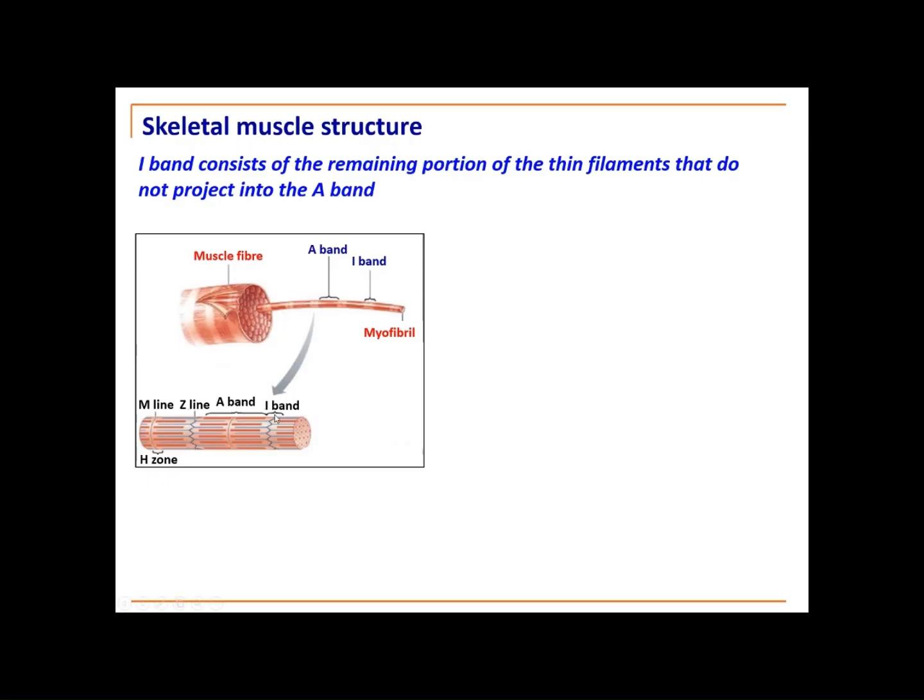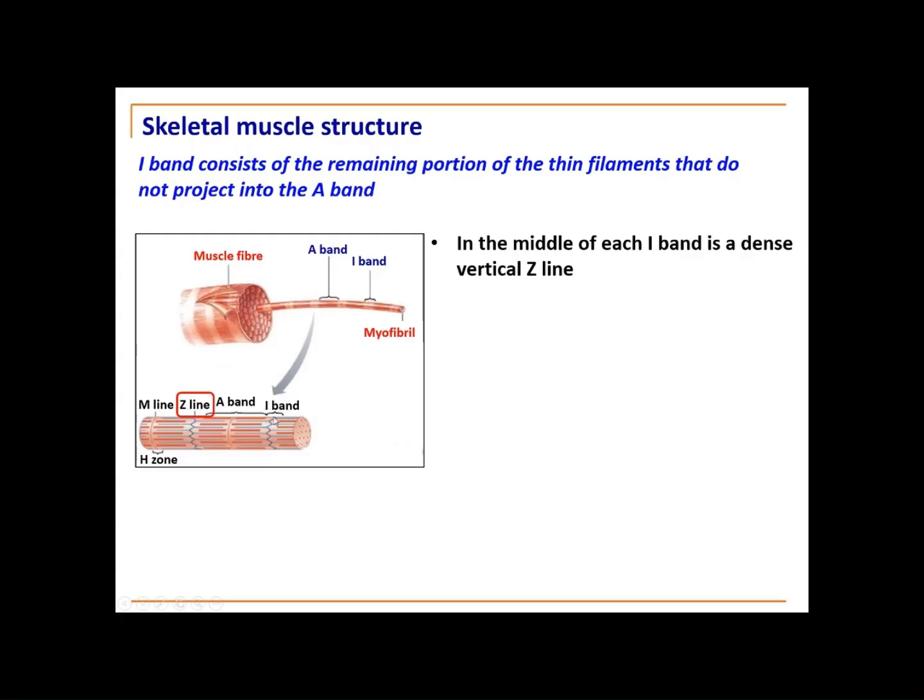So here it is. Here's that I band, and remembering from the I band, there's none of that myosin present within that, but we have some actin in there. The I band consists of the remaining portion of the thin filaments, which are made up of actin, that do not project into the A band. So there is the actin coming all the way through the A band and into the I band.